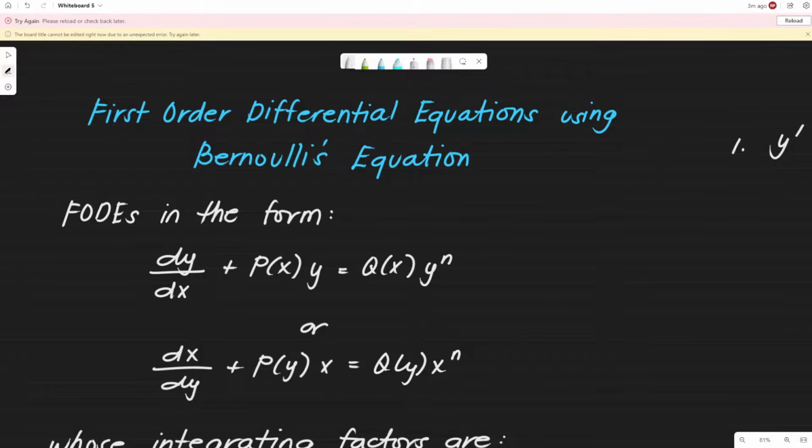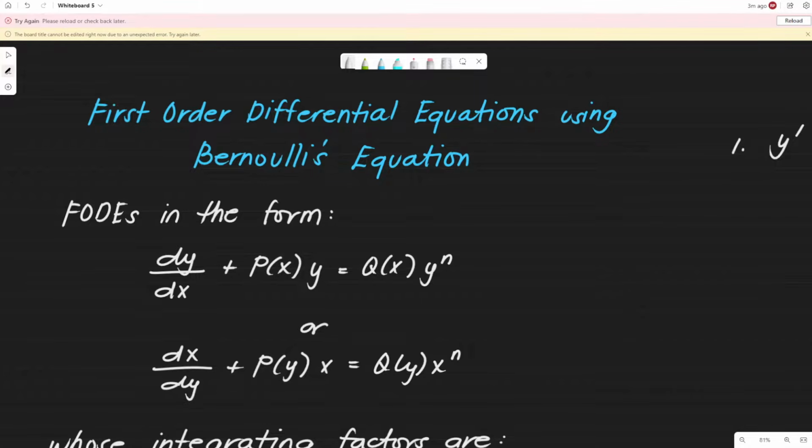Welcome to the last lesson for the solutions to first order differential equations. We will jump into the solution to FODEs using Bernoulli's equation. Previously we have discussed linear equations, where the differential equation, our FODE, is transformable into the form of dy over dx plus p of x y is equal to q of x.